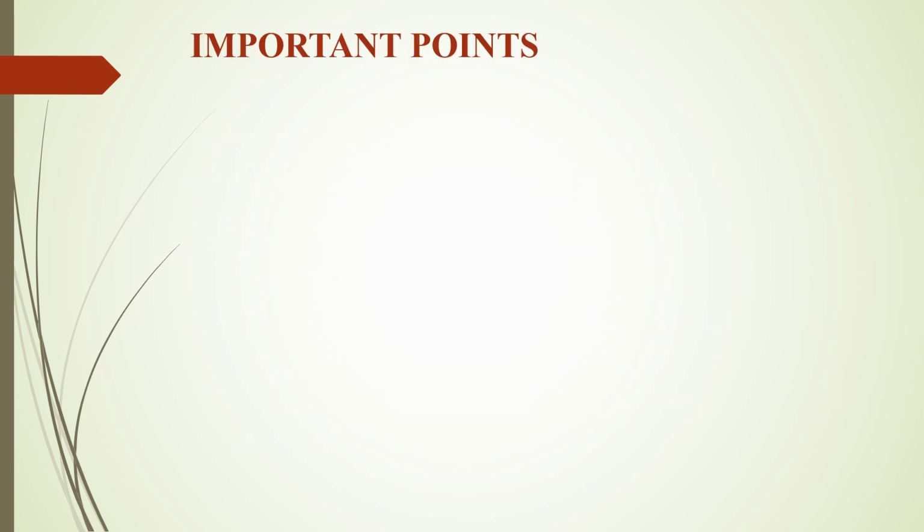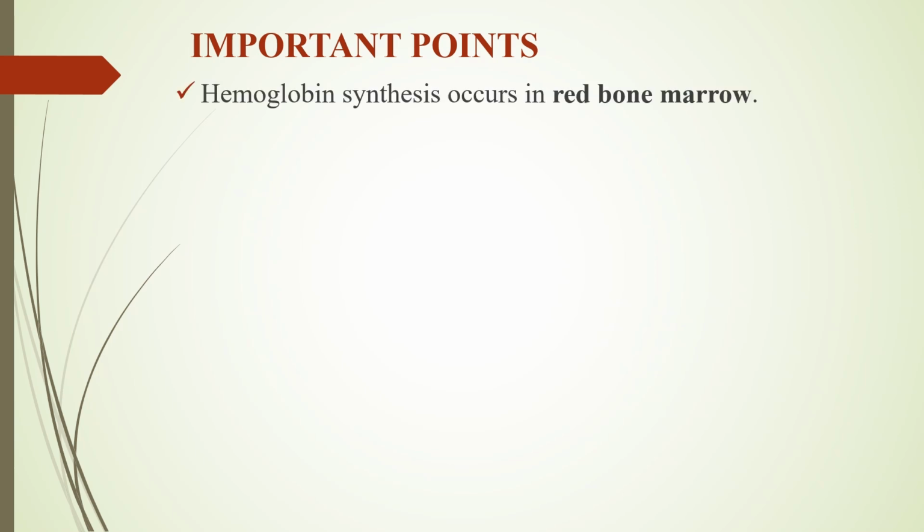Then next are some important points regarding the hemoglobin synthesis. Hemoglobin synthesis occurs in the bone marrow. Mainly there are immature erythrocytes in which mitochondria are present. So heme formation is mainly happening in the mitochondria and the cytosol. Then hemoglobin consists of heme and globin. Heme is a non-protein part and globin is a protein part.